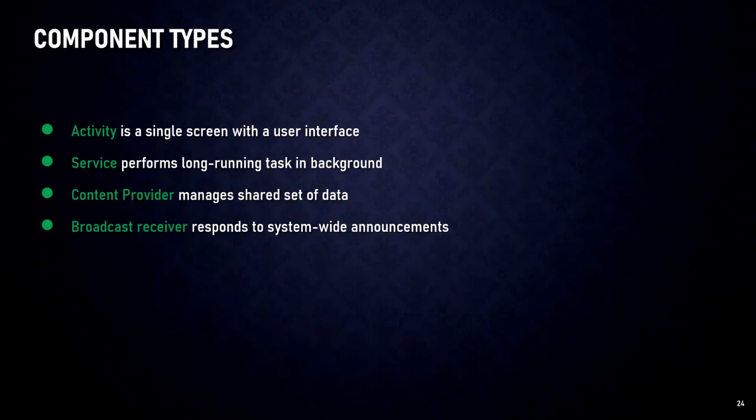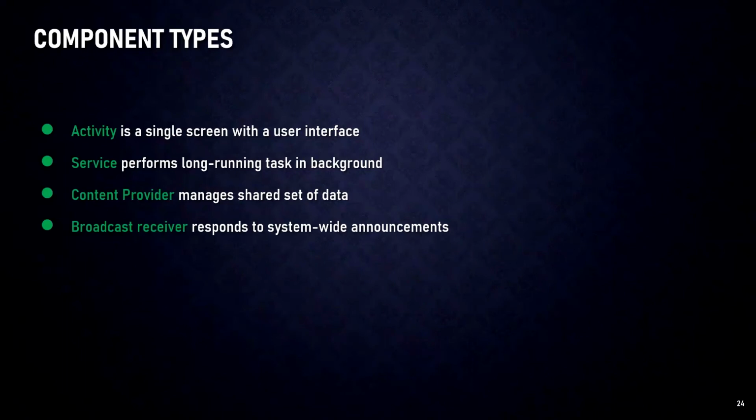Also, the broadcast receiver. You can take a social media app like Facebook, Telegram, or Messenger. You use this kind of broadcast receiver so that you can receive different notifications, right? System-wide announcements may be responded to by using these broadcast receivers. These are the 4 types of components that we are using in our Android app.